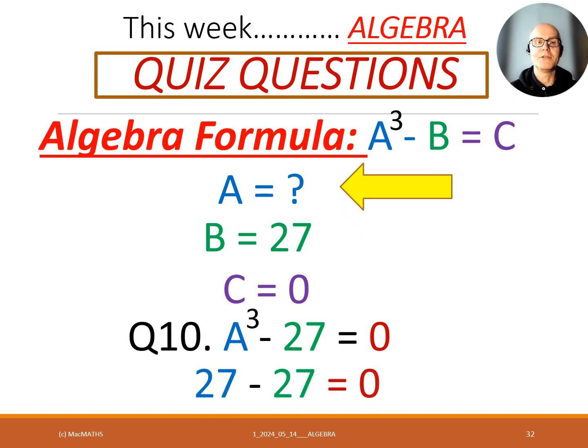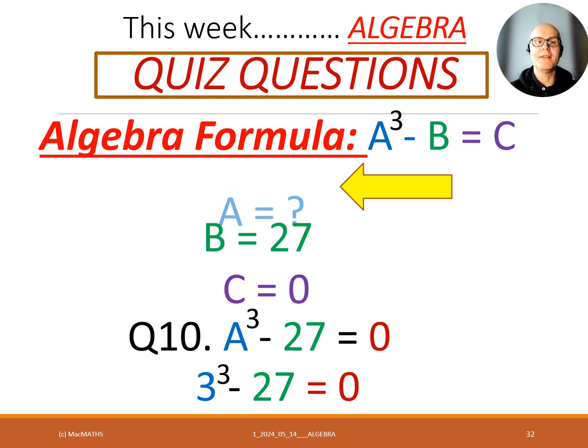It's 27. So a cubed is equal to 27. So what number times itself and then times itself again, a times a times a, is 27? It's 3. 3 times 3 times 3 is 27. 3 times 3 is 9, times 3 again, 27. So in this example here, a equals 3. 3 cubed minus b equals 0.